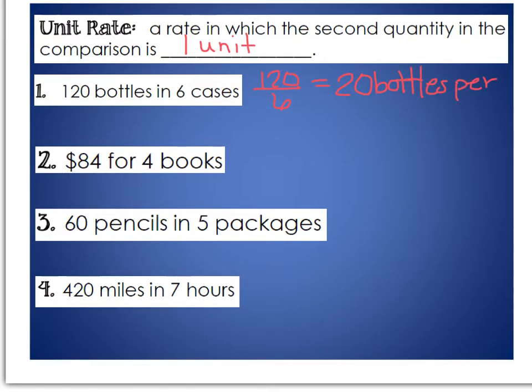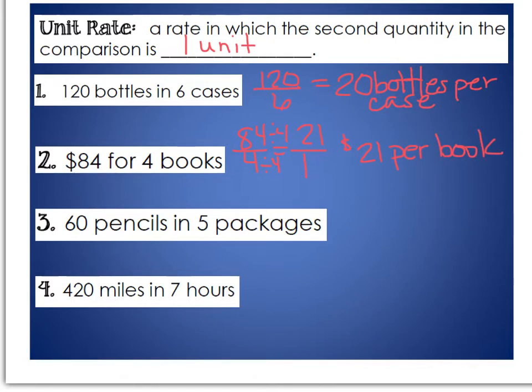per case. Okay, here we have $84 for 4 books. So again, we can divide 84 over 4, or we could set it up as a proportion. We want to know how much it's going to cost for 1 book. Okay, so this would be like dividing by 4 here, dividing by 4 here. 84 divided by 4 is going to give us 21. Therefore, it would be $21 per book.